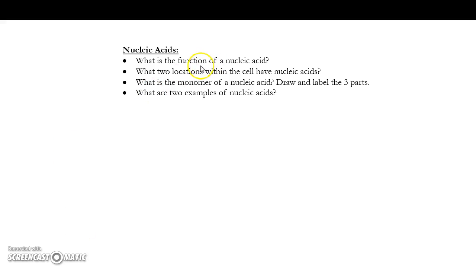So nucleic acids, what is the function? It stores genetic information. You have two locations, cytoplasm, and then nucleus for DNA, where that is where RNA is made. RNA will also go into the cytoplasm. The monomer is going to be a nucleotide: sugar, phosphate, and base, nitrogen base. Two examples, RNA and DNA. Know that DNA is double-stranded, so that's how, if you're looking at the two, you can tell the difference between a DNA and RNA. DNA is on the back, a picture of DNA is on the back of your notes.